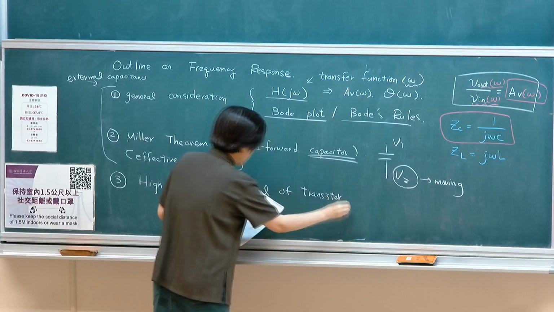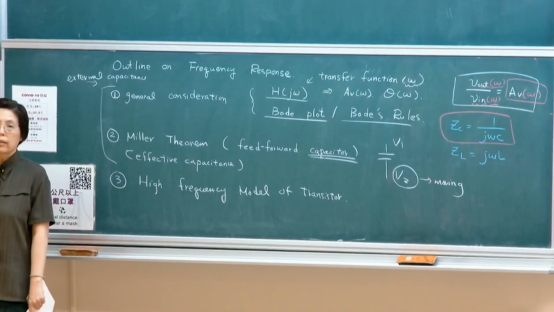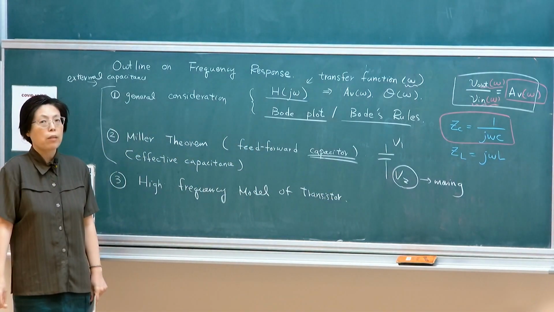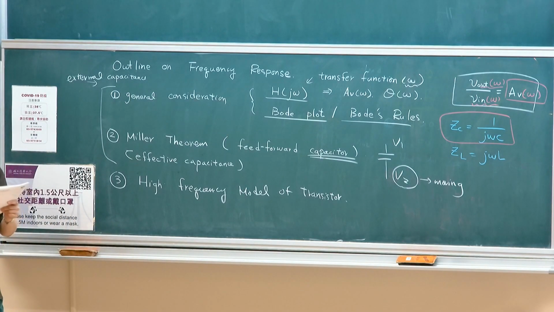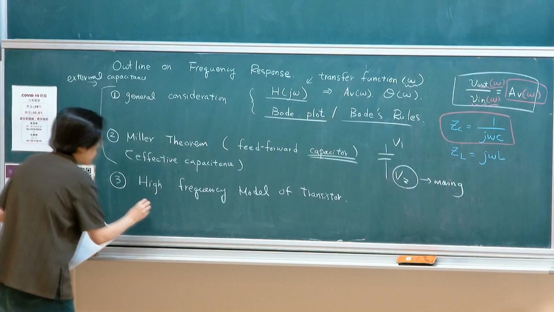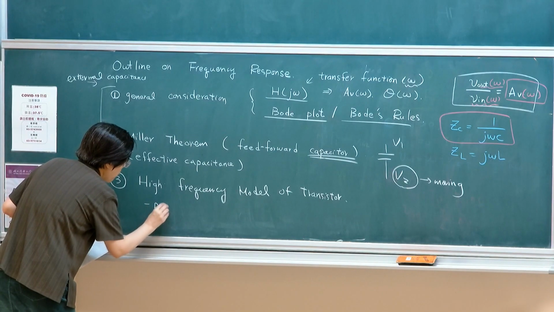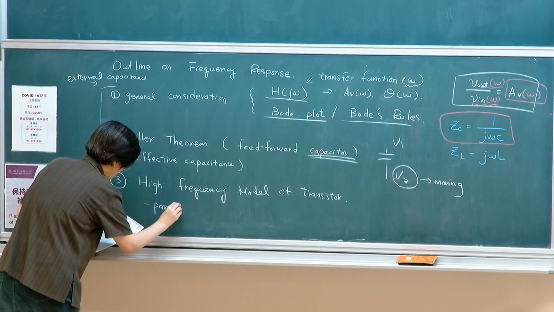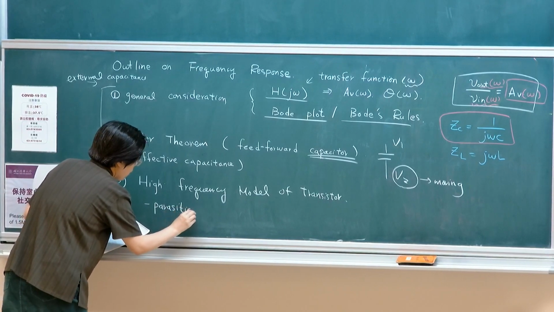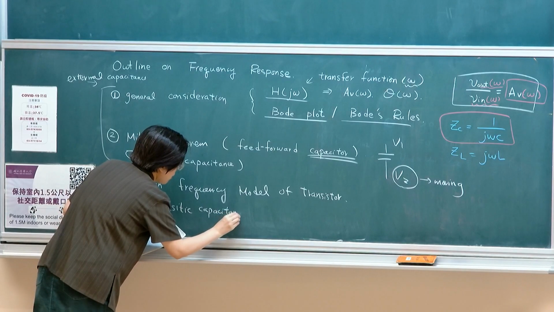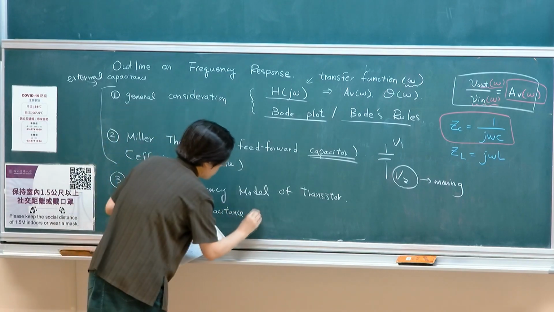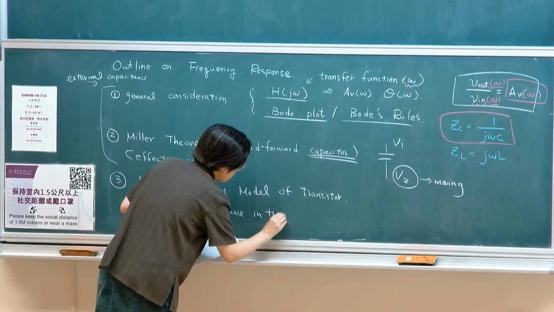So one of the key components is that if you think about devices like MOSFET, it's actually constructing capacitors. So there will be parasitic capacitance in transistors. So we're going to talk about what the parasitic capacitance in transistors are.